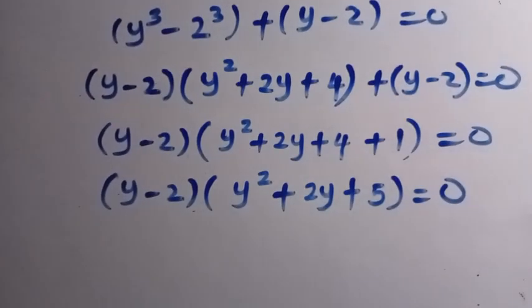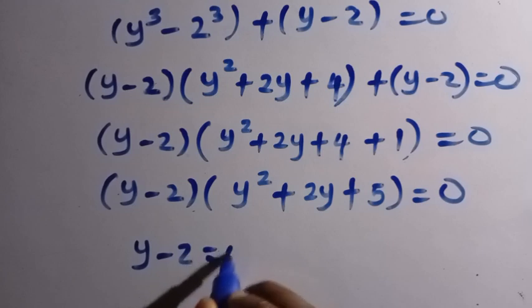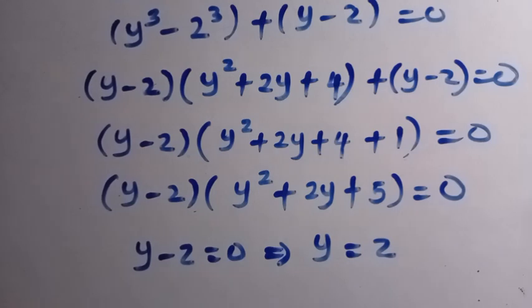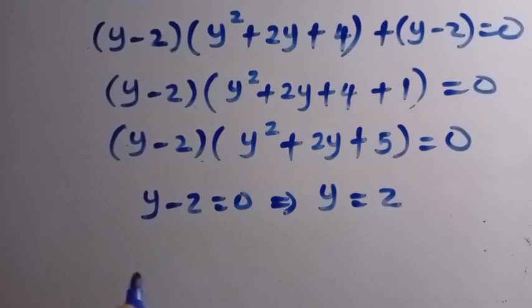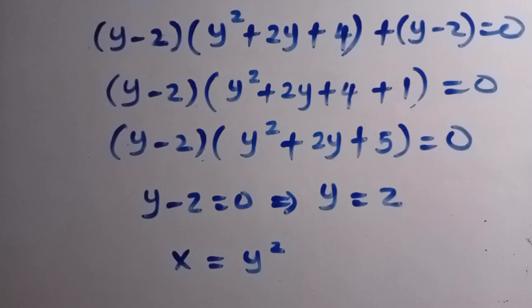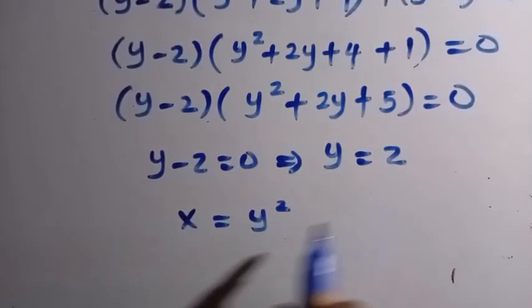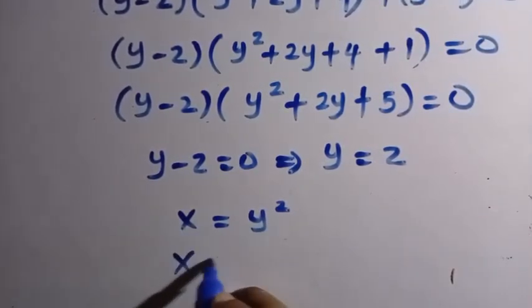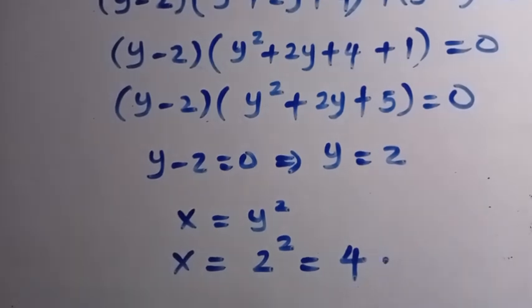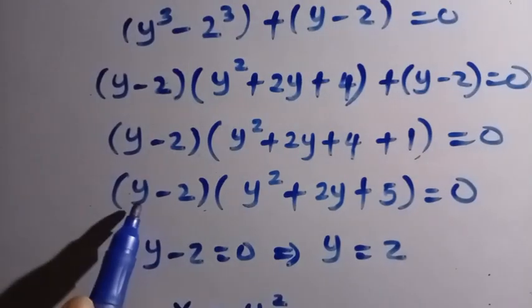Then let's let y minus 2 equals 0, and this implies that y equals 2. So this is the first value of y that we get. Since we let x equals y squared and we need the value of x, our x equals 2 squared, and 2 squared equals 4. So the value of x here is 4, and we get this from y minus 2.